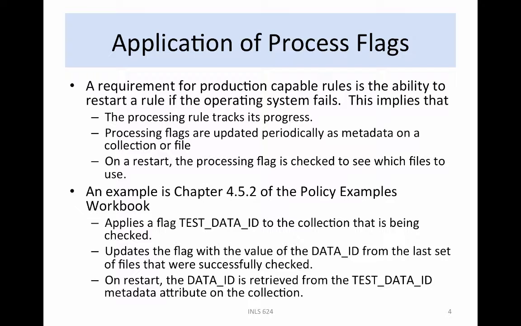The system can then start processing with the next file in the list, since the files with smaller values of the data ID will already have been processed. This works because the data ID attribute is monotonically incremented as files are added to the data grid.